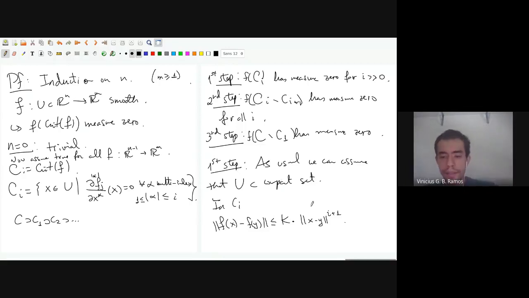Okay, so this is by Taylor's formula, and I can use any norm I want. I might as well use the infinity norm. So now I can just take this to be a compact cube. So C_I is contained in this compact cube. Say it is a compact cube of side length B. So my U is contained in a cube of side B.